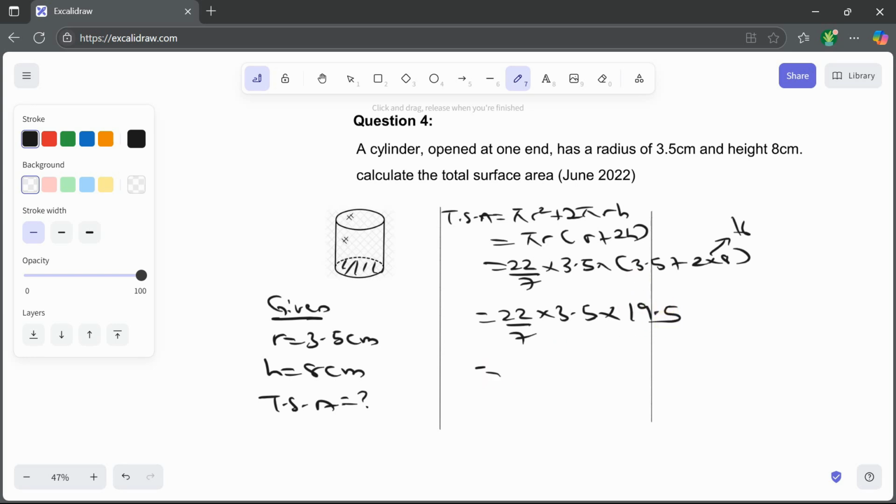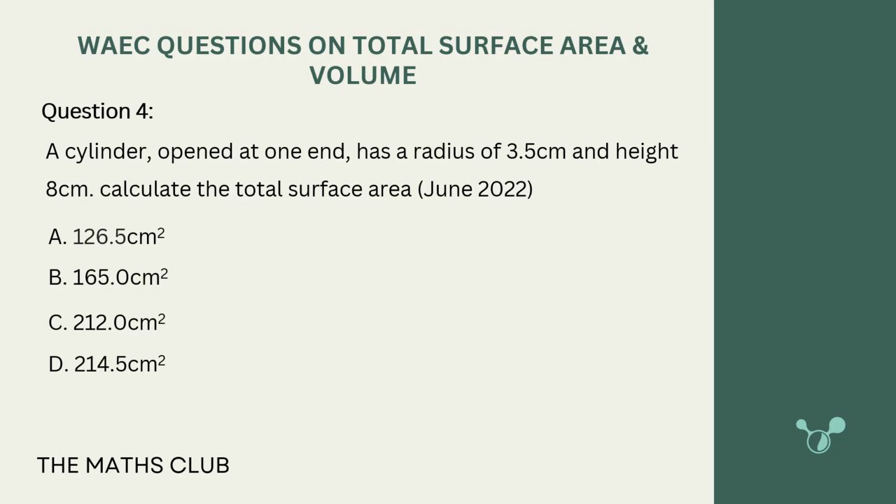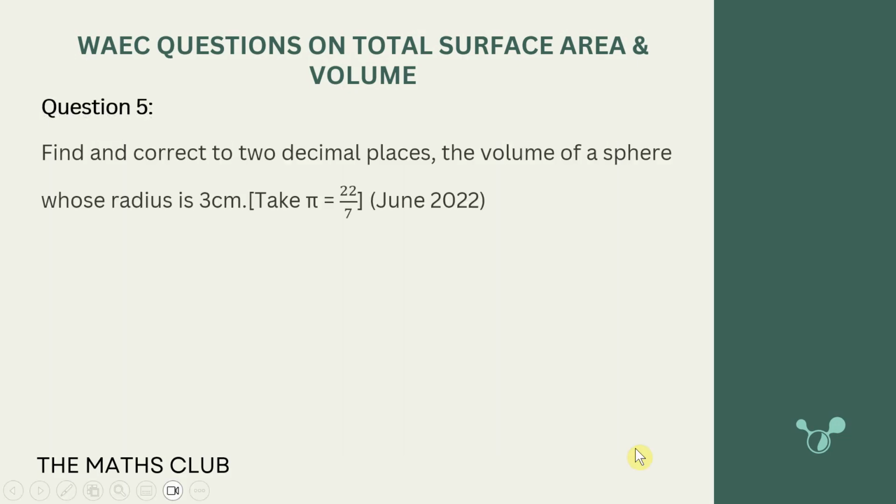So let's plug that into the calculator. 22 times 3.5 times 19.5 divided by 7 gave me 214.5 centimeter squared. So this should be our answer for this question. That will be option D. Great. Example 5 says that we should find, correct to 2 decimal places, the volume of a sphere whose radius is 3 centimeter. Take pi to be 22 over 7. This is from June 2022.